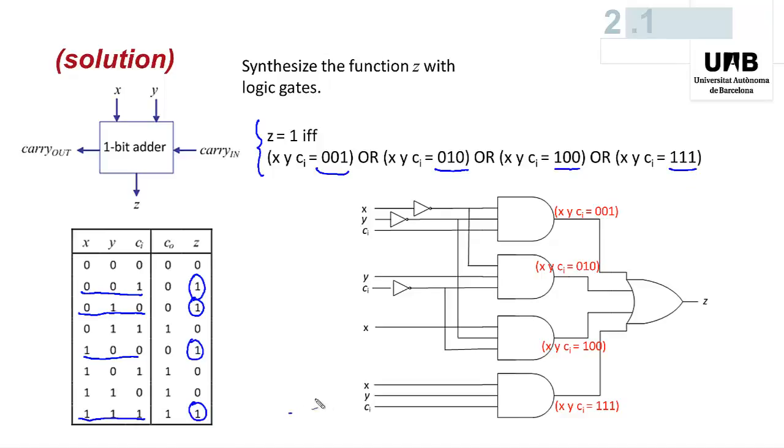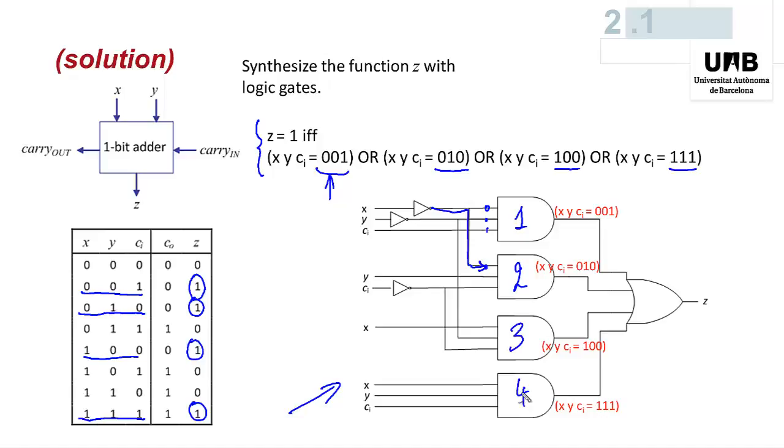The corresponding circuit is this one. The first AND gate detects this condition, x equal to 0, y equal to 0, and ci equal to 1. The second AND gate detects this second condition, x equal to 0. Observe that this input comes from this inverter, y equal to 1 and ci equal to 0, and so on.